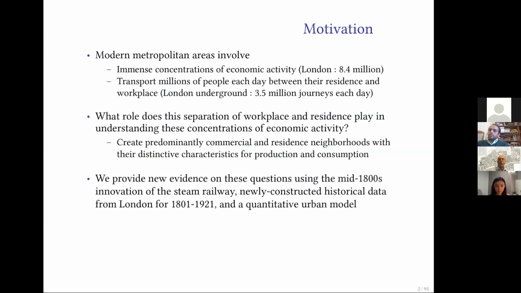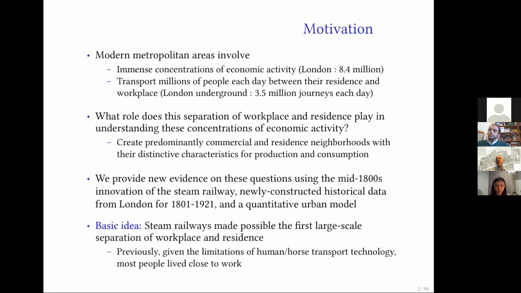Firstly, we've put together a novel, new, spatially disaggregated data set on economic activity in the London area from 1801 through until 1921. Secondly, we're going to exploit a natural experiment, the invention of the steam passenger railway, and I'll say more about that in a second. And then thirdly, relating to the motivation we started with, we're going to bring a quantitative urban model of the organization of economic activity within the city and see to what extent this model is successful in explaining the impact of this new transport technology, and what that implies about the underlying strength of agglomeration forces that underpin these concentrations of economic activity.